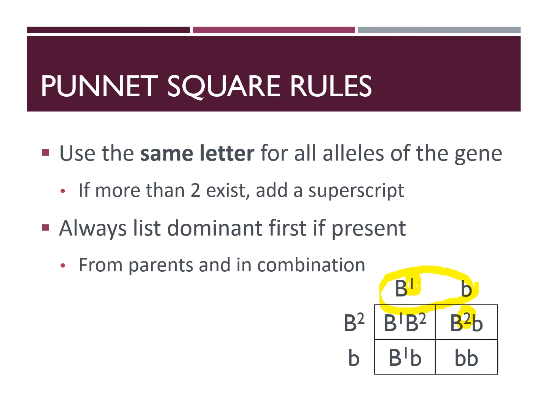Second rule, if there's a dominant gene, you always list it first. And so in each of these parental boxes, we've put the dominant first, the recessive second, and then in the offspring boxes, even though they're getting them in a different order, it's dominant first, recessive second.